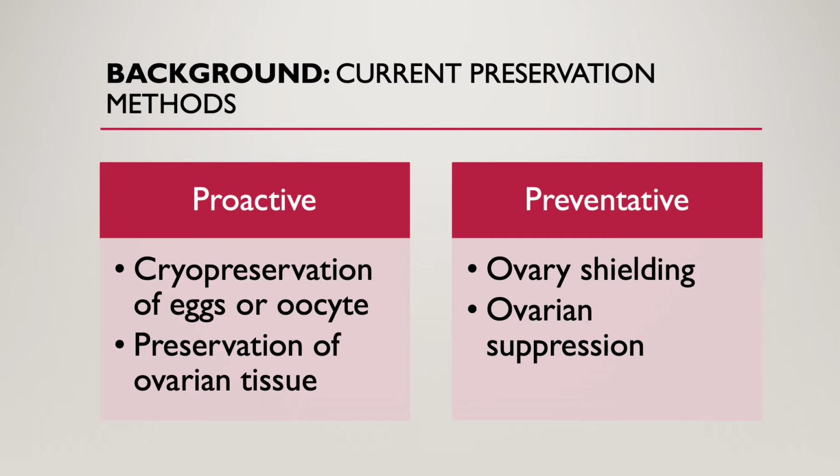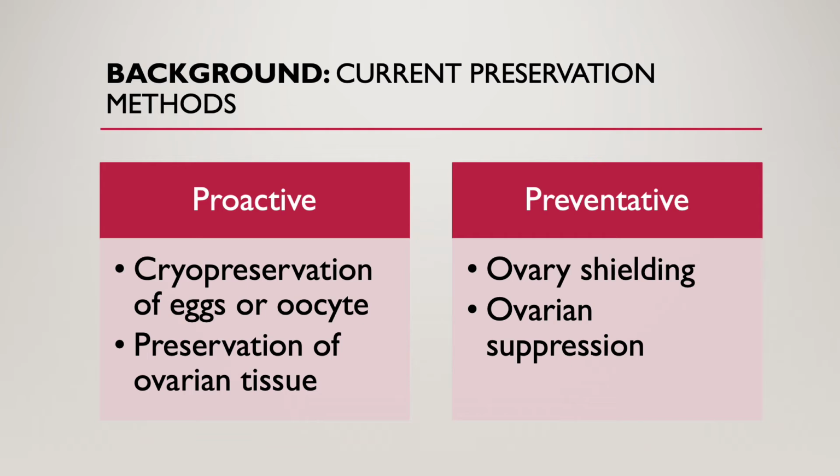Cryopreservation of eggs is performed to save the eggs in the ovaries. Preservation of ovarian tissue is performed to save the healthy tissue in the ovaries, with the hope to reimplant into the patient to encourage healthy growth of cells. Preventative measures of ovarian preservation aim to prevent damage to the ovaries during treatment. Two examples are ovarian shielding and ovarian suppression.